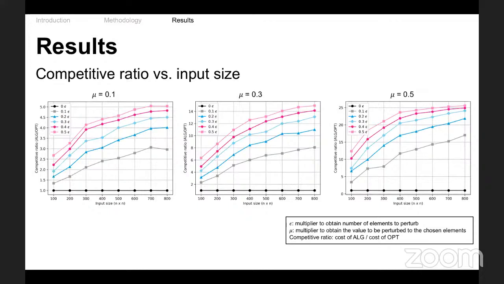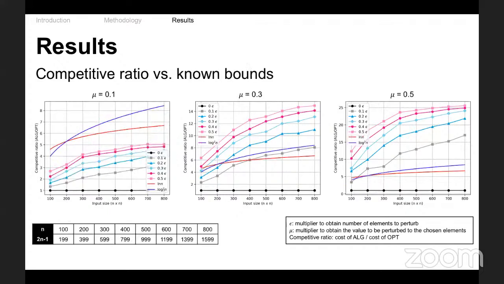But we can see from here that mu specifically has the most impact in our empirical testing. In the next slide, we show how our algorithm compares to the best known online algorithm that exists.